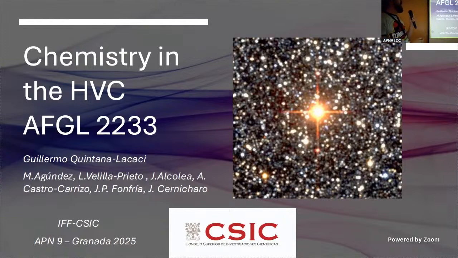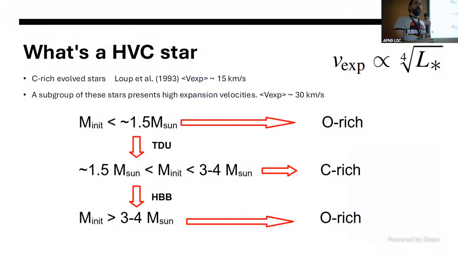I'm going to talk about the chemistry in the HVC FATL 2233. And you might wonder what an HVC is. Those objects are carbon-rich AGB stars, in principle with high expansion velocities.